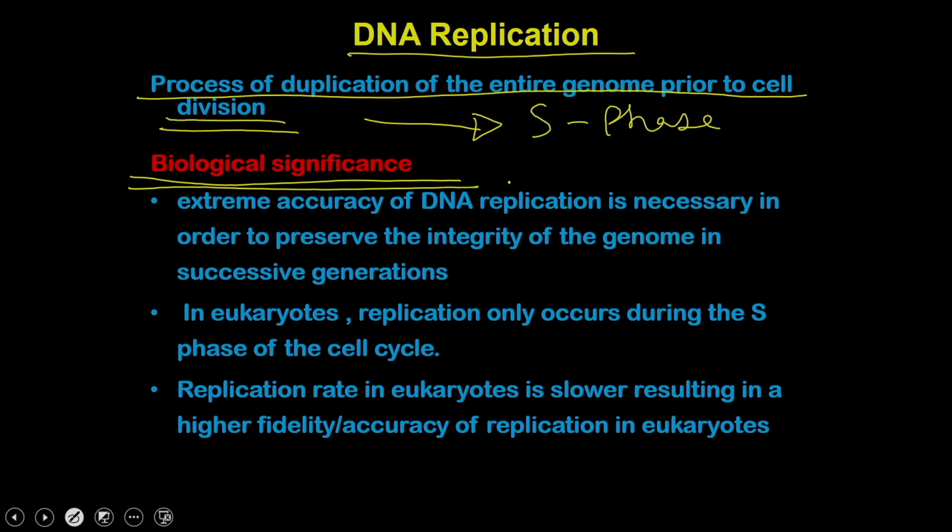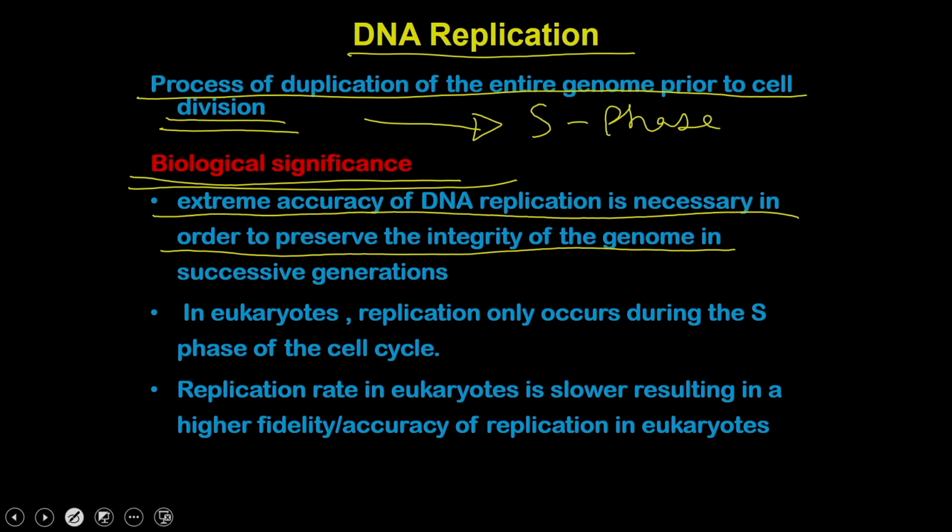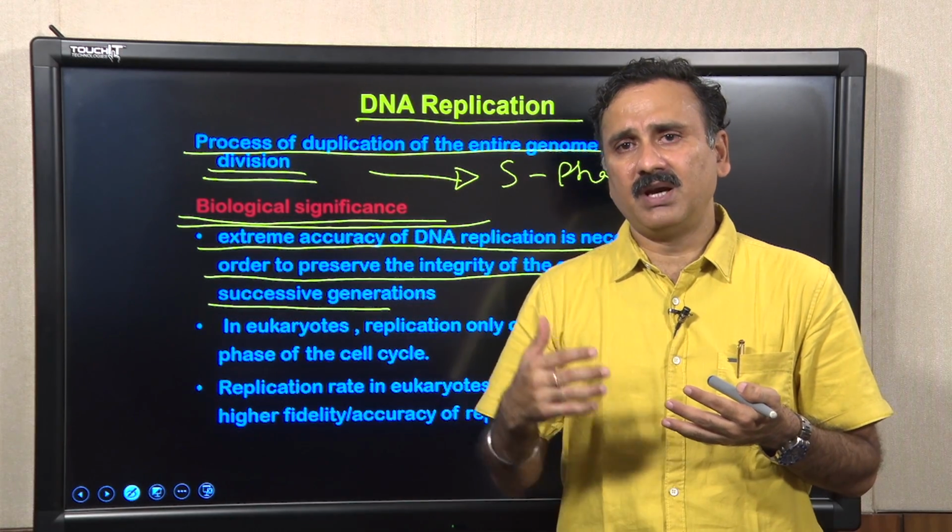It has a biological significance: DNA replication is a very accurate process, and it is required in order to preserve the integrity of the genome in successive generations. If you generate mutations or modifications within the sequence of the genome you got from the original cell, you will eventually keep altering the DNA sequence, and that is not going to carry the same information. The major function of DNA is to carry the genetic information, so that it allows the daughter cells to keep running a similar kind of metabolism.